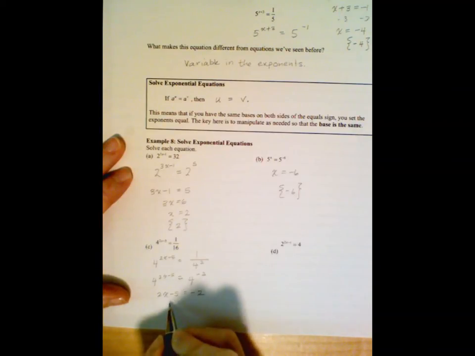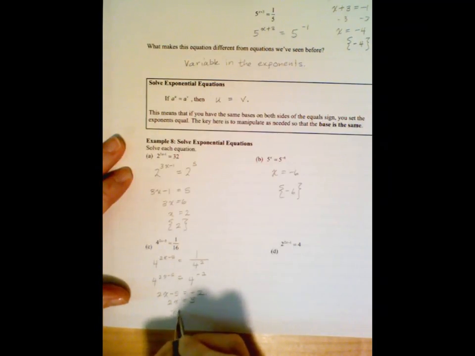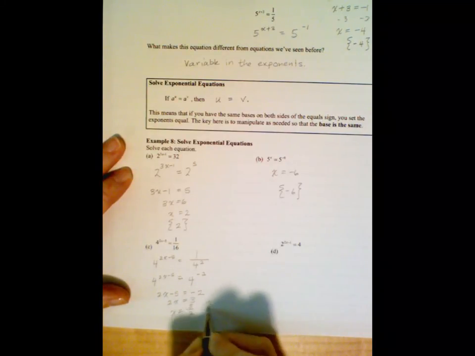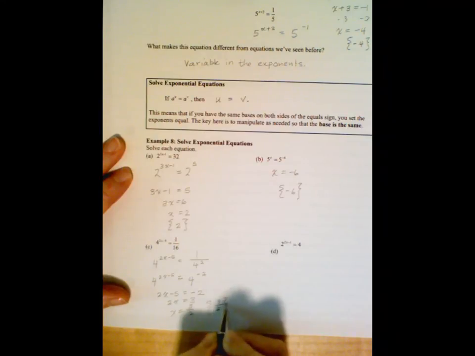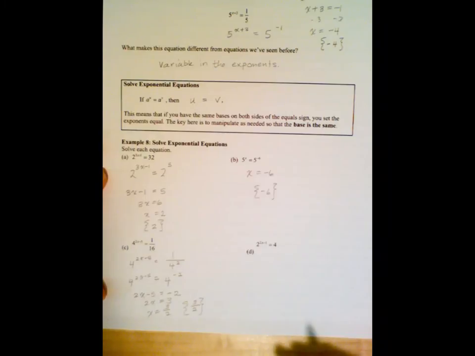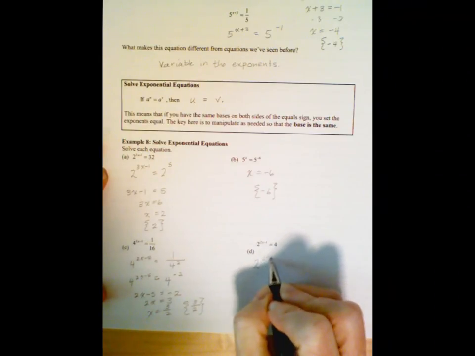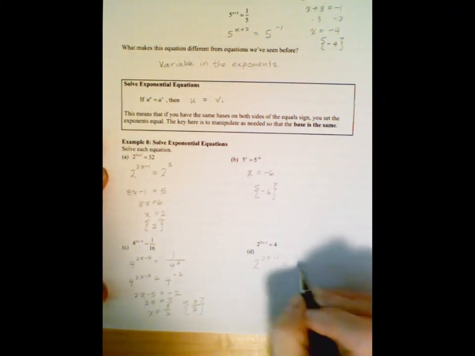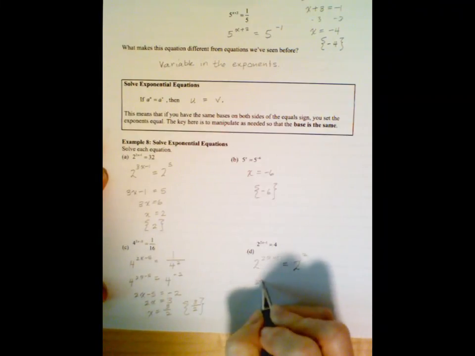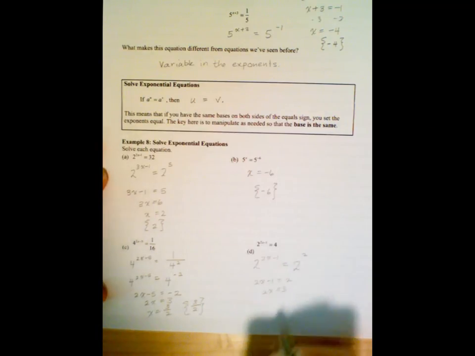Okay, so add 5 to both sides, 2x equals 3, divide both sides by 2, x equals 3 halves. No decimals, remember. We want fractions in lowest terms, improper if necessary. No mixed numbers. All right, part D. Here again, we have 2 to the 2x minus 1, and we know we can write 4 as 2 squared. So 2x minus 1 equals 2. Add 1, 2x equals 3, divide by 2, and we get 3 halves for this one also.